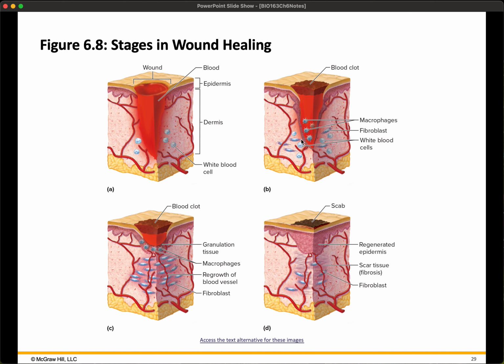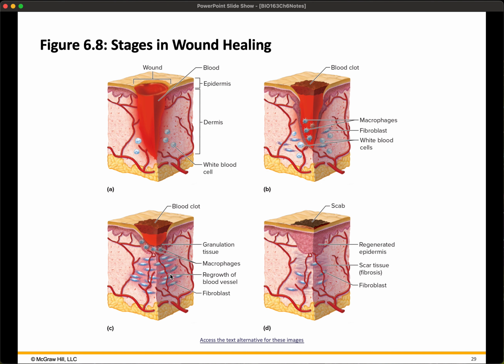And then in this second slide, you can see that this epithelial tissue is starting to form. The blood clot, the scab, is already formed up here at the top. So we're no longer actively bleeding, and the fibroblasts are starting to move into the area. The macrophages are starting to go in and remove this excess tissue.